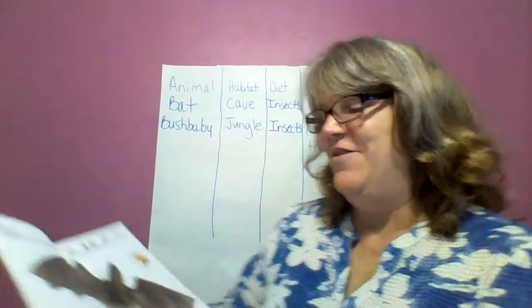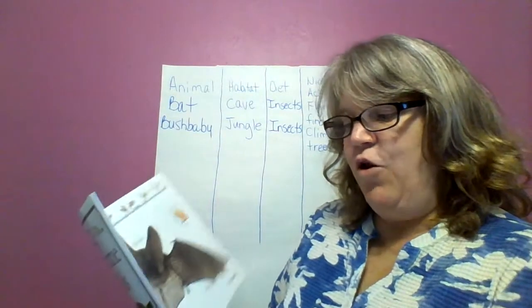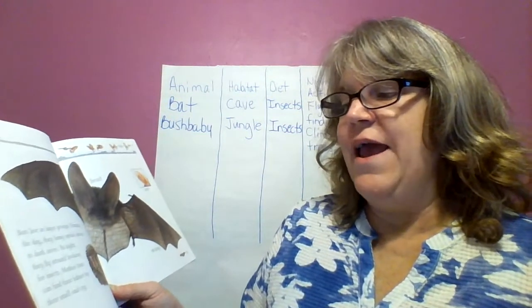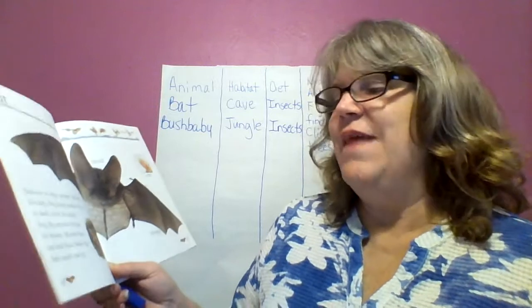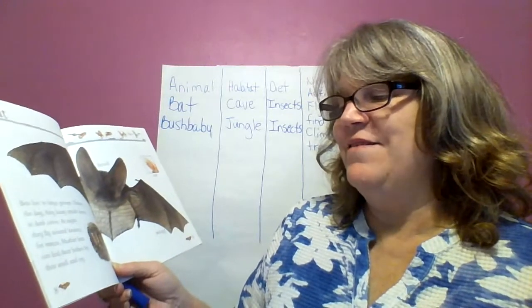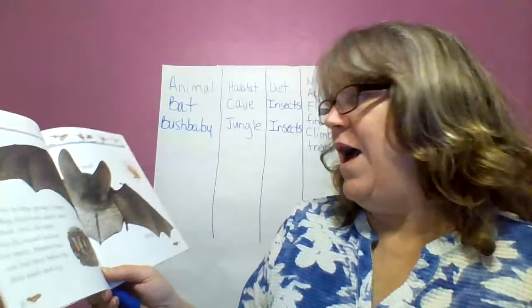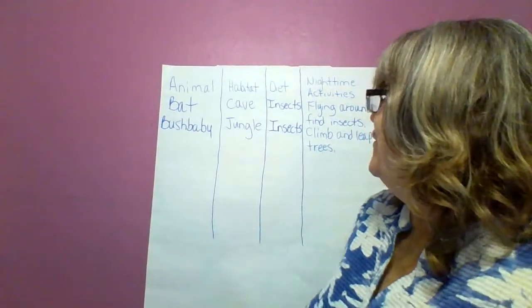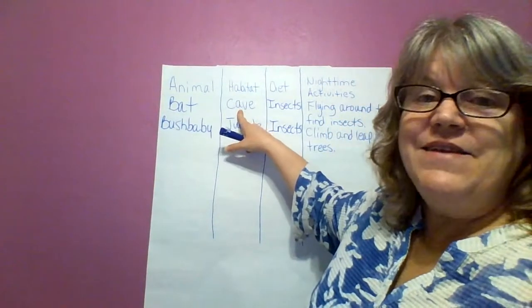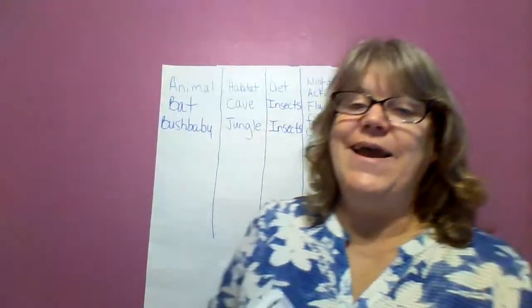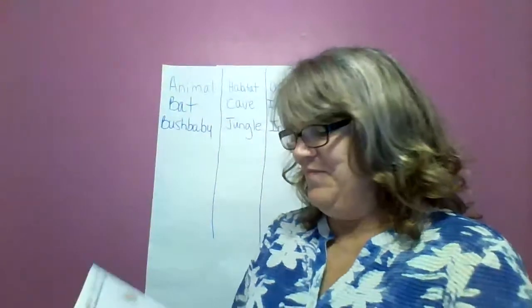Let's read this page. Bats live in large groups. During the day, they hang upside down in dark caves. At night, they fly around looking for insects. Mother bats can find their babies by their smell and cry. So we did say the bat lives in a cave, they eat insects, and they fly around at night to find insects.